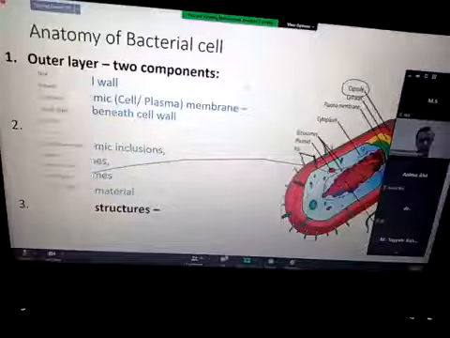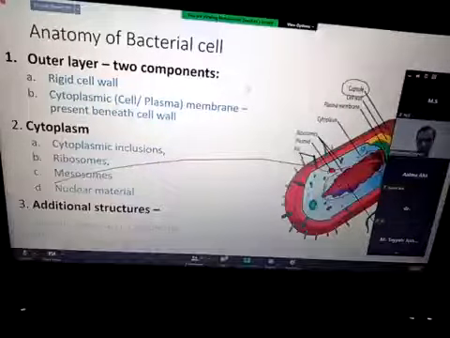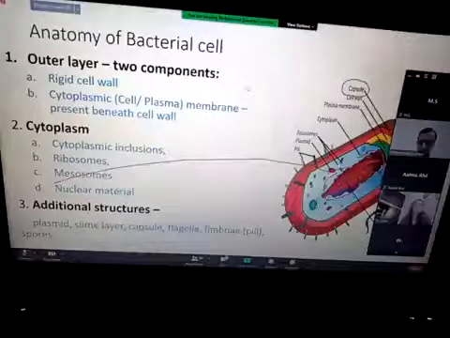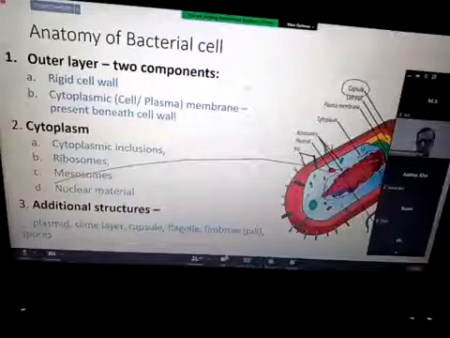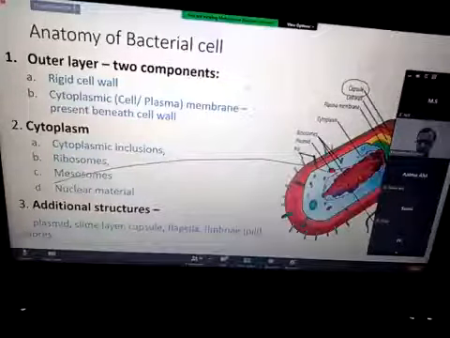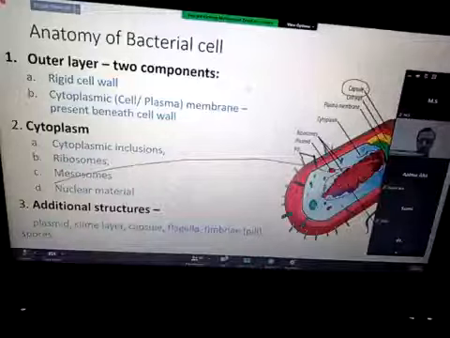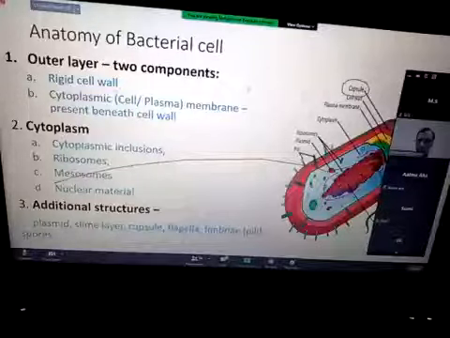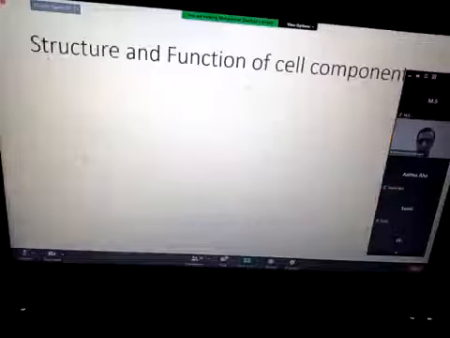And the additional structures: there are plasmids, which is again nuclear material, slime layers, capsule, flagella, which I have discussed, and the fimbriae and pili. These fimbriae and pili help bacteria in getting attachments, so we'll see later. And spores are additional structures. So not a very complex structure: the outer layer has the cell wall followed by the cell membrane, and it has a cytoplasm, which again has different components.